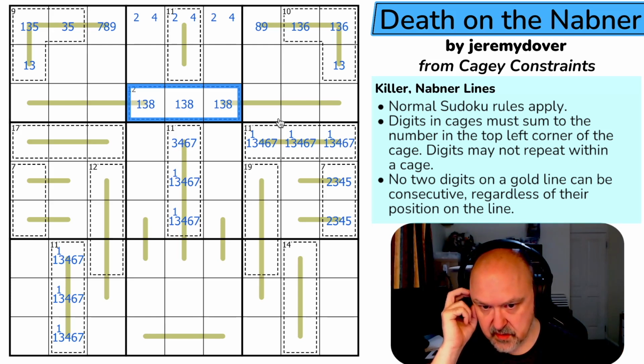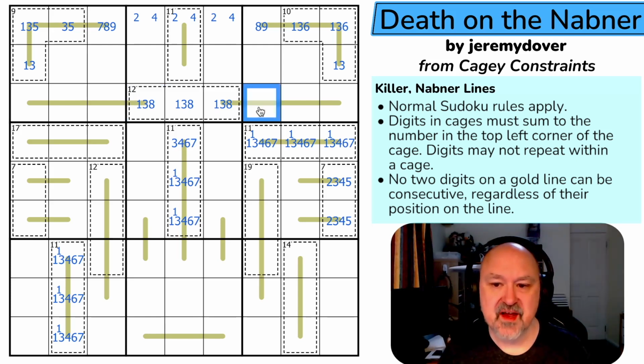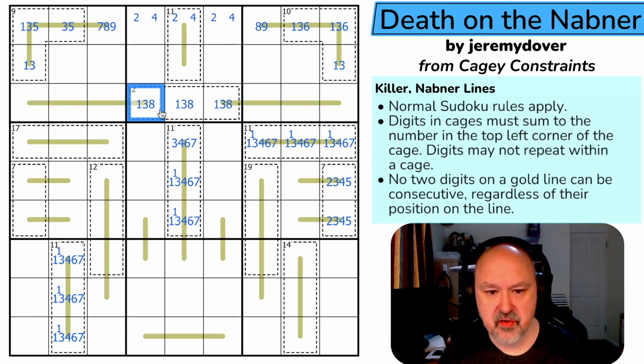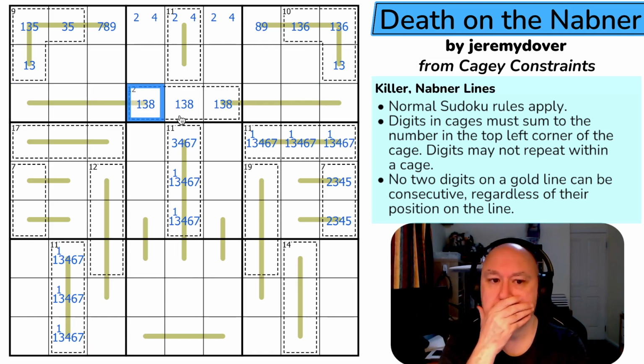Okay. Whichever side of this row gets the 9 means the 8 couldn't go there. Whichever side gets the 2 means that the 1 couldn't go there, or the 3. So whichever side gets the 2 on this line has the 8 next to it. Does that help me?